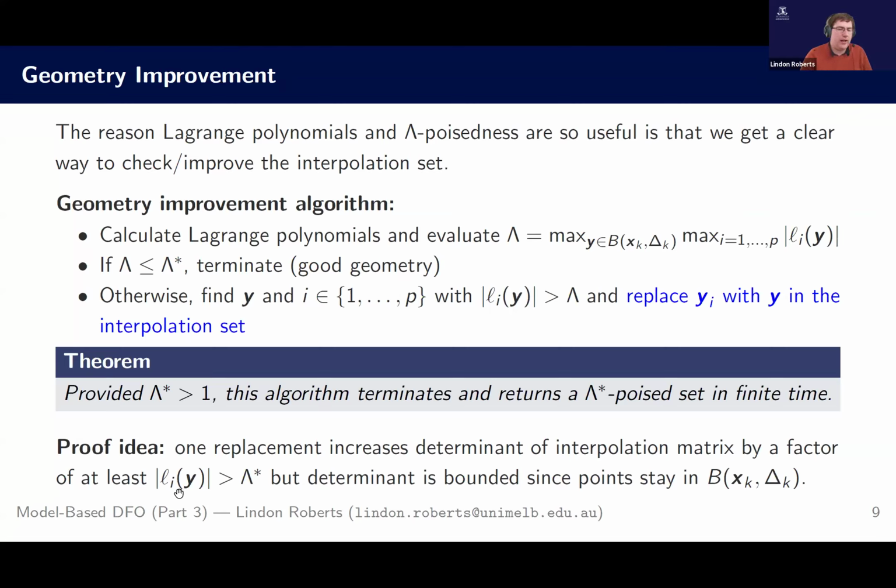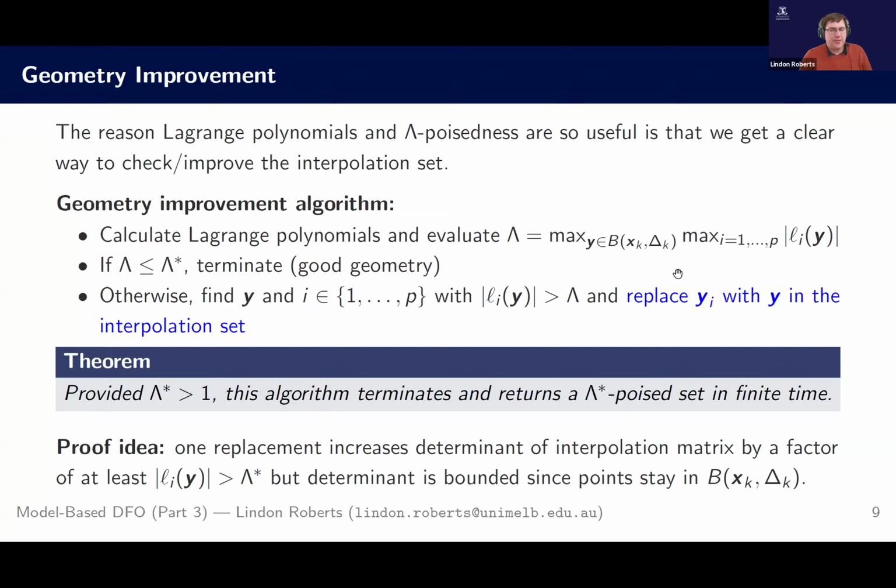So if we delete yi and add in y, the determinant grows by at least a factor of the absolute value of that Lagrange polynomial value. In our geometry improvement algorithm, we've guaranteed that that quantity is at least lambda star. So what that means is every time we run this algorithm, the determinant of our interpolation matrix grows by a factor of at least lambda star.